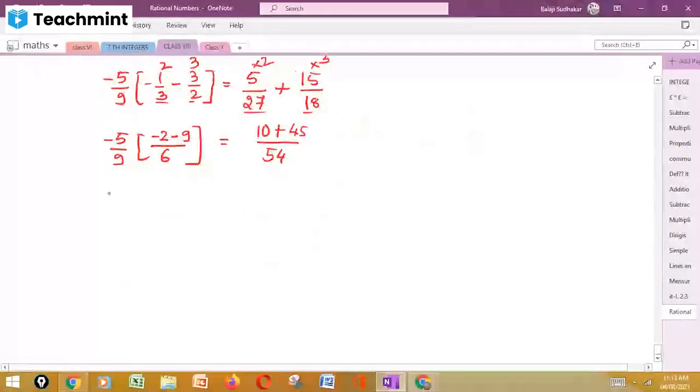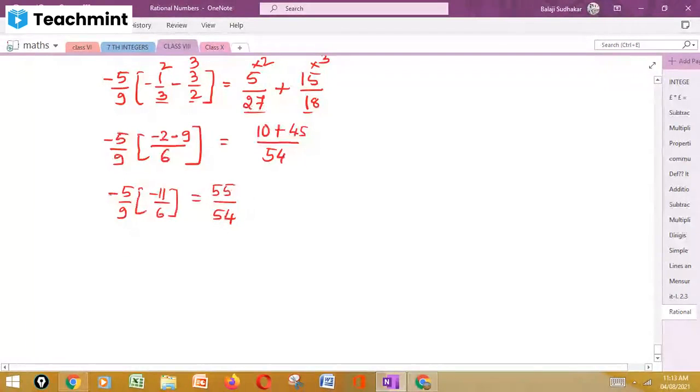Now minus 5 by 9. Solve here. Minus 2 minus 9 is what? Minus 11 by 6. Very good. And here 10 plus 45 is what? 55. So 55 by 54. Very good.